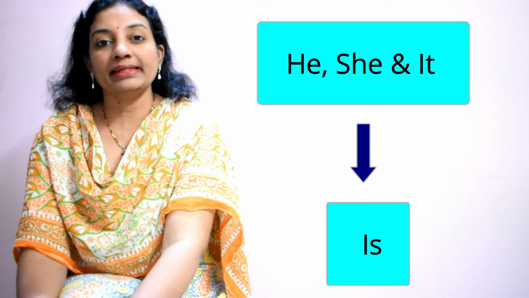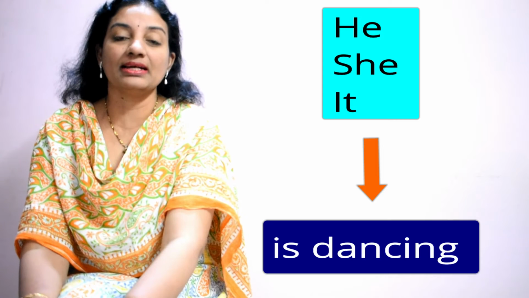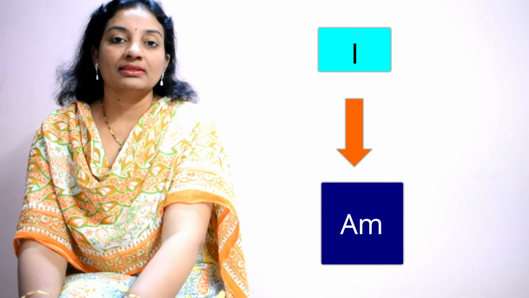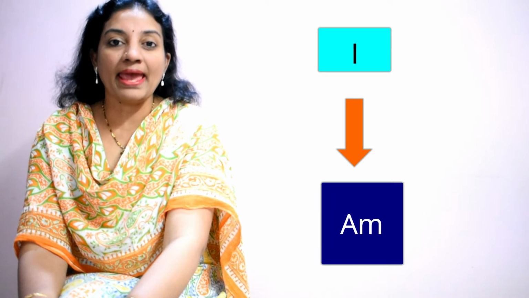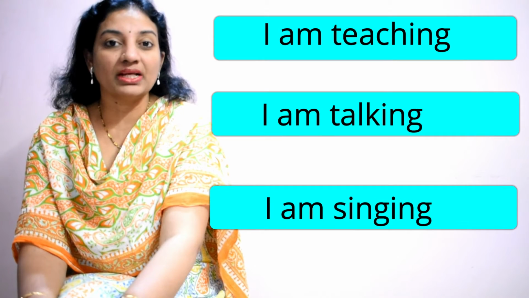First of all, let us consider the usage of is, am and are. Okay, present tense, be forms is, am and are. Okay, and pronouns he, she and it take is. He is dancing, she is dancing, it is dancing. Okay, and pronoun I takes only am. Okay, in present tense form. I am teaching, I am talking, I am singing.